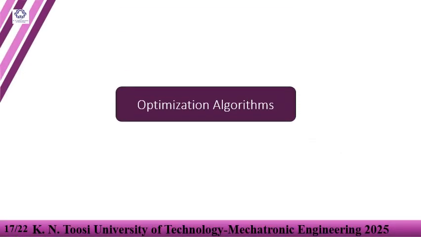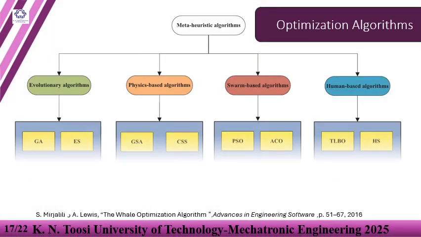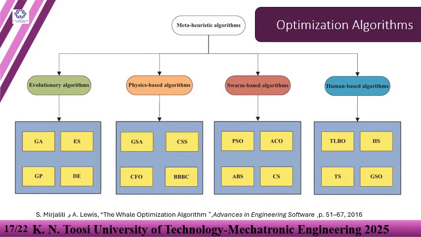Let's take a quick look at which optimizers exist and which ones we tested. There are many types of optimizer algorithms. Some are evolution algorithms inspired by biology. Some are physics based, using natural laws. Others are swarm based, like PSO or ACO, and some are human based, copying learning and behavior.